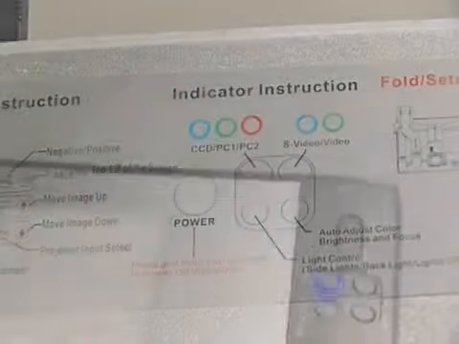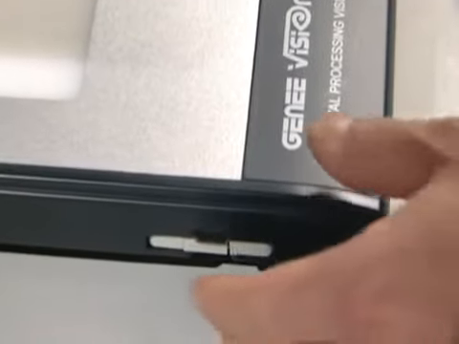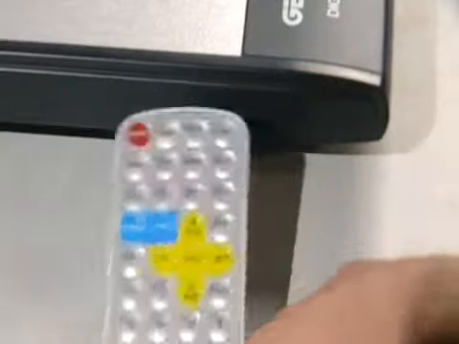The visualizer has a remote control which is stored handily in the side of the unit, so it's there whenever I need it. So if I go to the side now, flick up the switch and pull out the unit, there it is.